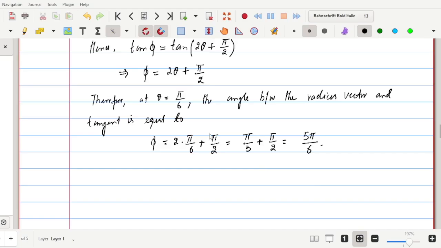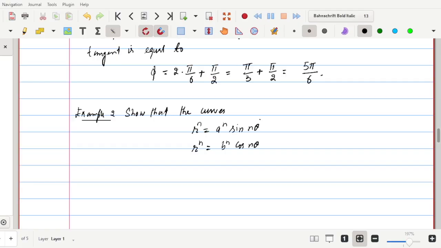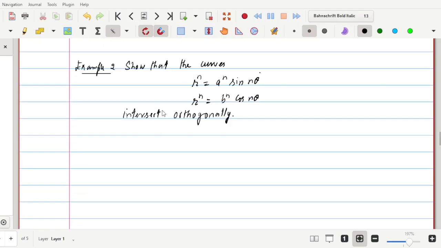Now here we take one more exercise where we will show how two curves are proved to be orthogonal to each other. So this shall be our example number 2. Show that the curves r^n = a^n sin n theta and r^n = b^n cos n theta intersect orthogonally. So we will show that these two curves intersect orthogonally. Let's take up their solution.